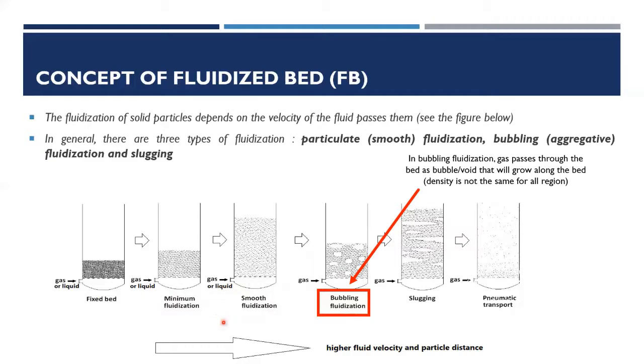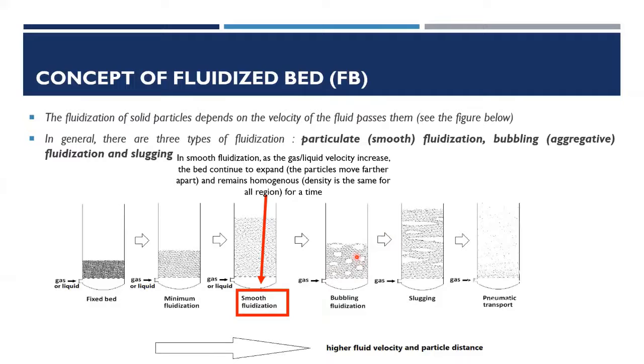So what happens after smooth fluidization is bubbling fluidization, because the gas passes at quite a high velocity. Then the bubble, or void, we call it a void because a bubble does not have any components inside, will grow along the bed. So we can say that the density is not the same for all regions. Let's say the region which has a big bubble here, and the region where it has a small bubble here. Of course, it will not have the same density.